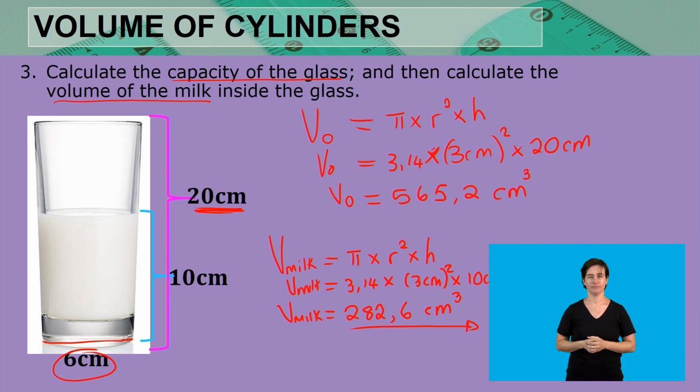And as we can see there, the volume of the milk is less than the capacity of the glass, because as we can see also in the picture, the milk does not fill up that glass.